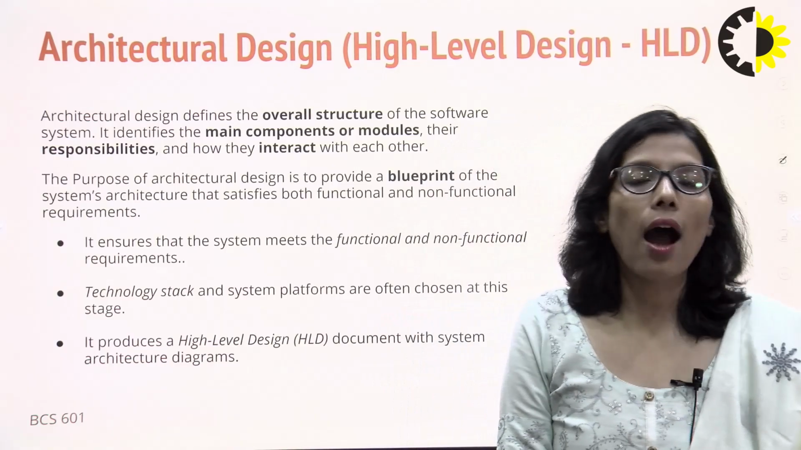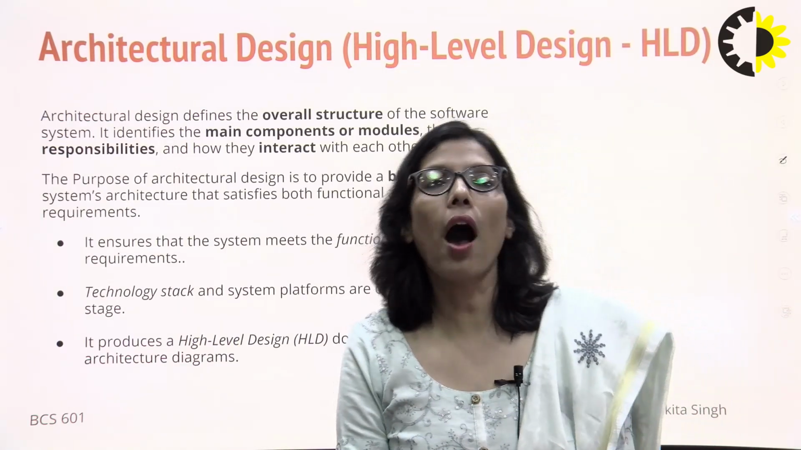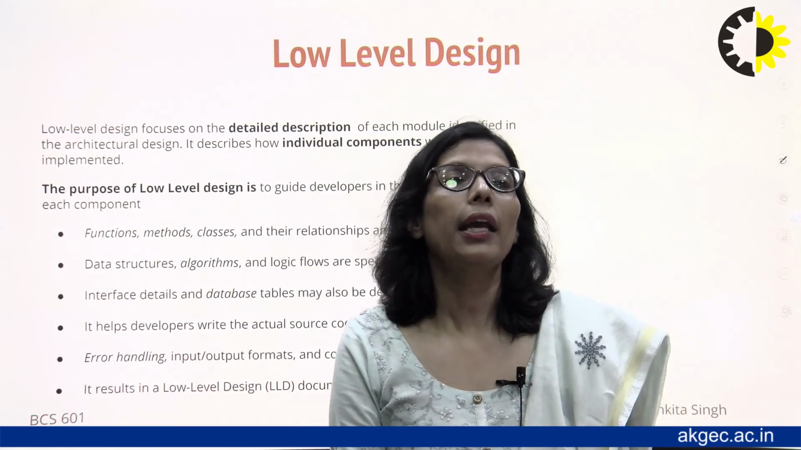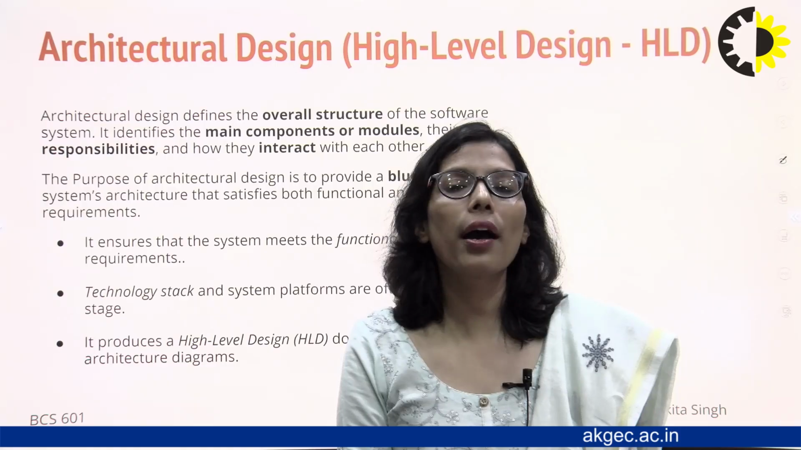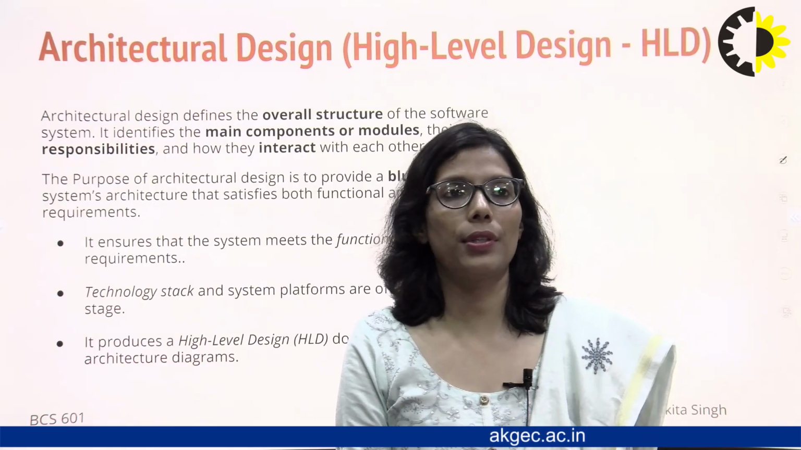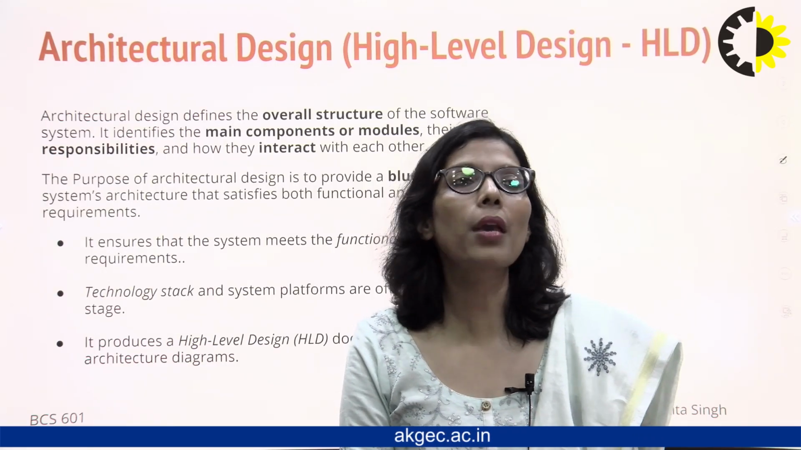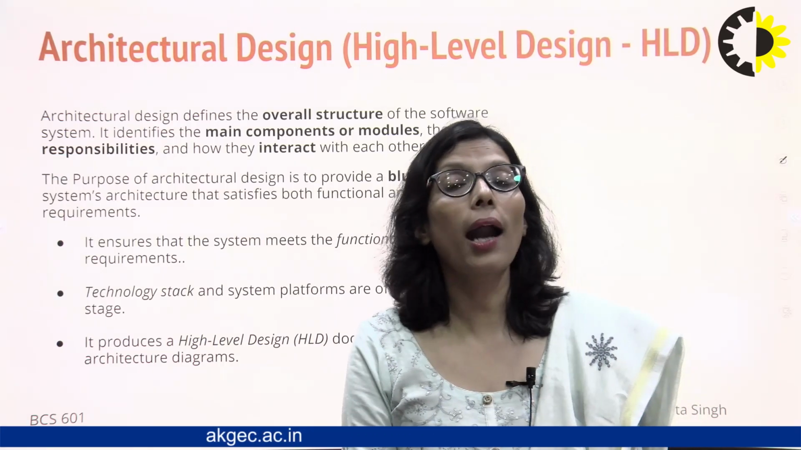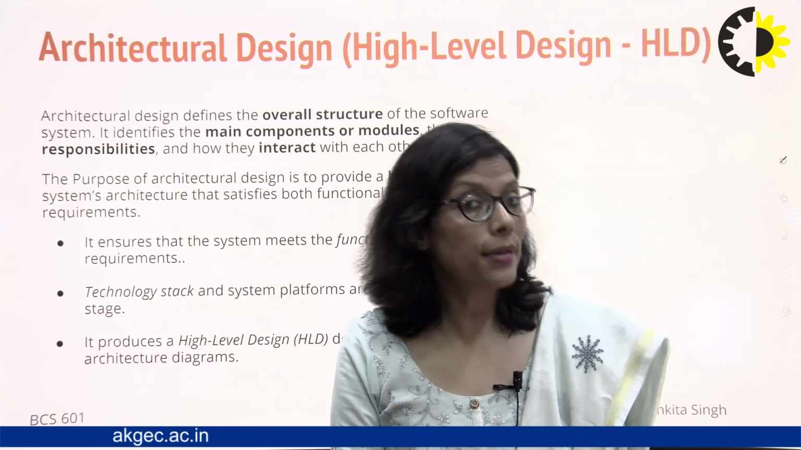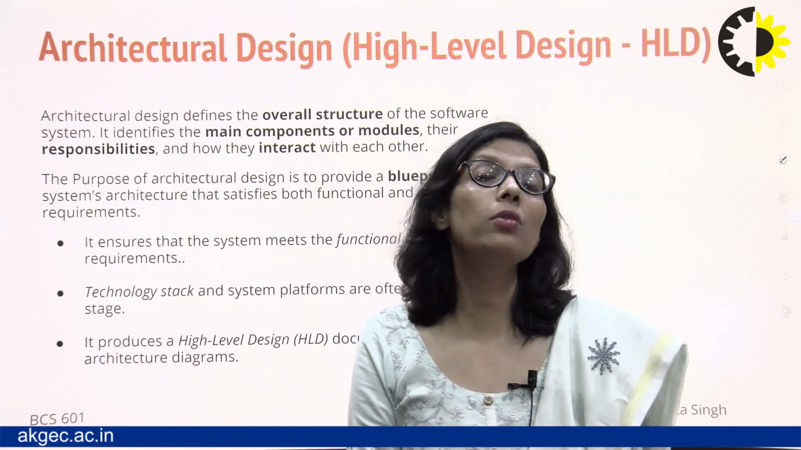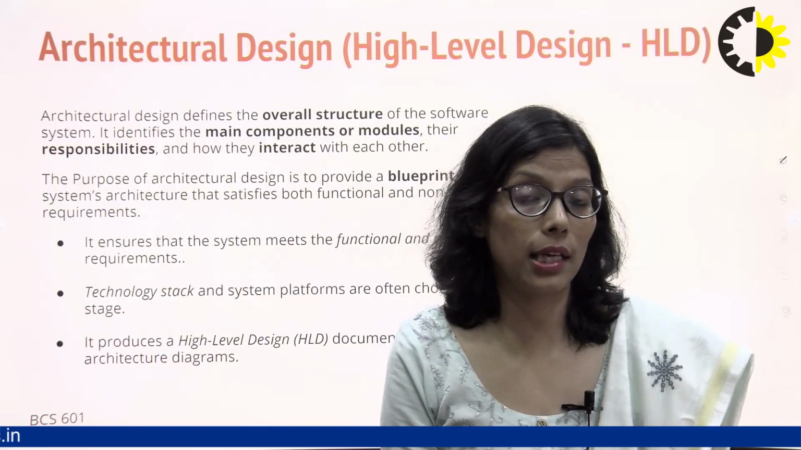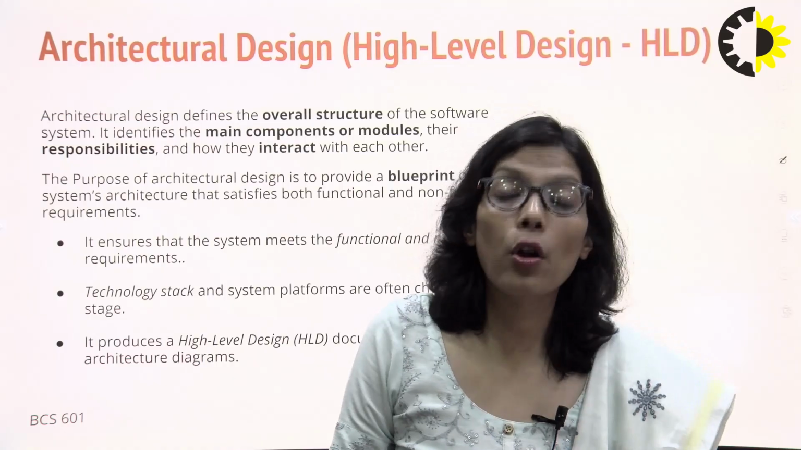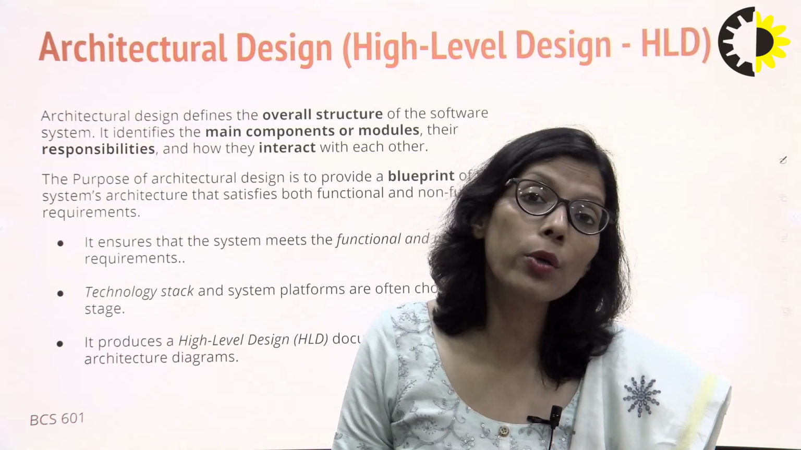Whenever we start a design, there are two phases. One is architectural design, or high-level design, and the other is low-level design. In architectural design, we define the overall structure of the software system. We are making the blueprint of the system, where we identify what modules will be present in the system and how these modules are going to interact with each other. Mind you, we are just focusing on the modules. We are not focusing on how those modules will be realized.